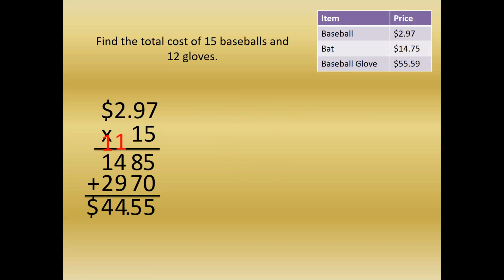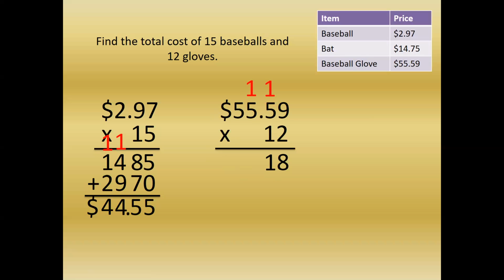Now we have to figure out how much the 12 gloves would cost. Each baseball glove costs $55.59. So we're going to multiply that by 12. 2 times 9 is 18, 8 goes below, 1 goes above. 2 times 5 is 10, plus 1 is 11, so 1 below, 1 above the 5. Again, 2 times 5 is 10, plus 1 is 11, 1 below, 1 above the 5. 2 times 5 is 10, plus 1 is 11, so we put the 11 below there.